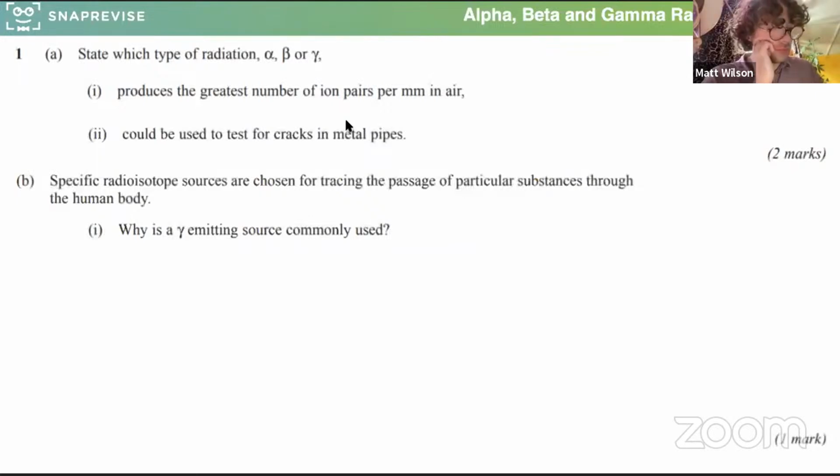So, last couple of exam questions. State which type of radiation, alpha, beta, or gamma, produces the greatest number of ion pairs per millimeter in air. Okay, so I'll open this to the chat. Which kind of radiation produces the greatest number of ion pairs when passing through air? In other words, does the most ionization? Can anyone in the chat tell me which they think that'll be? Or just take a guess.